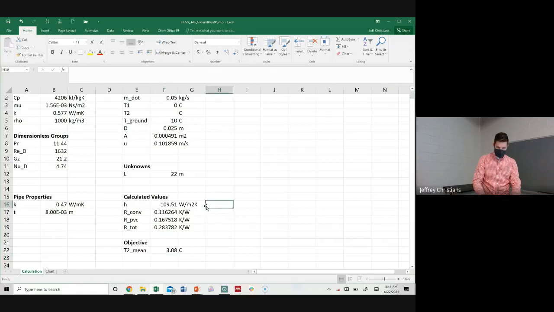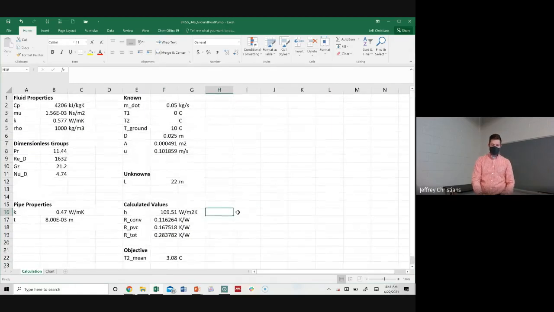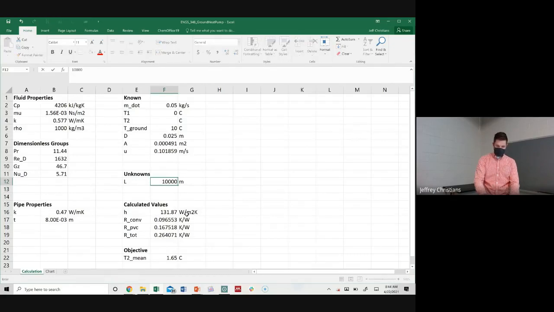I think you're right. So let's see. So 3 degrees maybe makes sense. It's at least between 0 and 10. So if we made this 10 meters, then it's 1.65. If we made it 1,000,000 meters, 10 degrees. So that looks like it's working right.